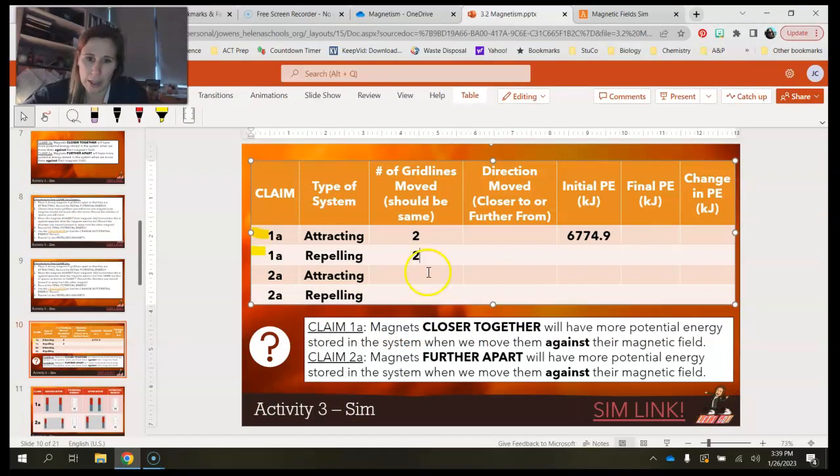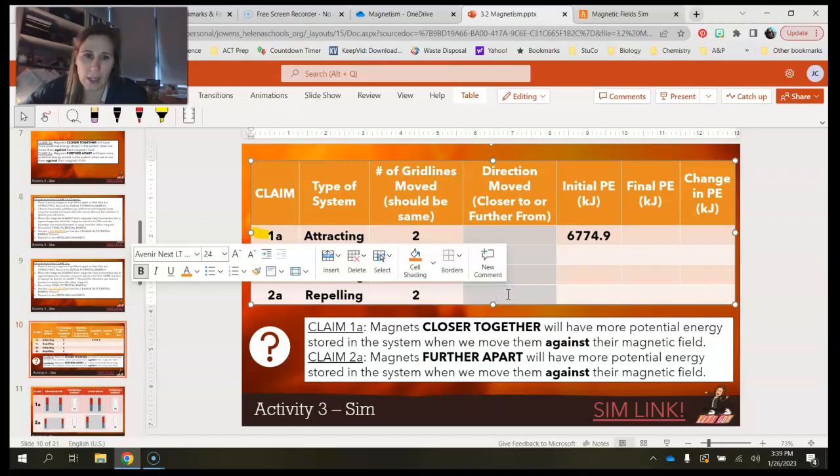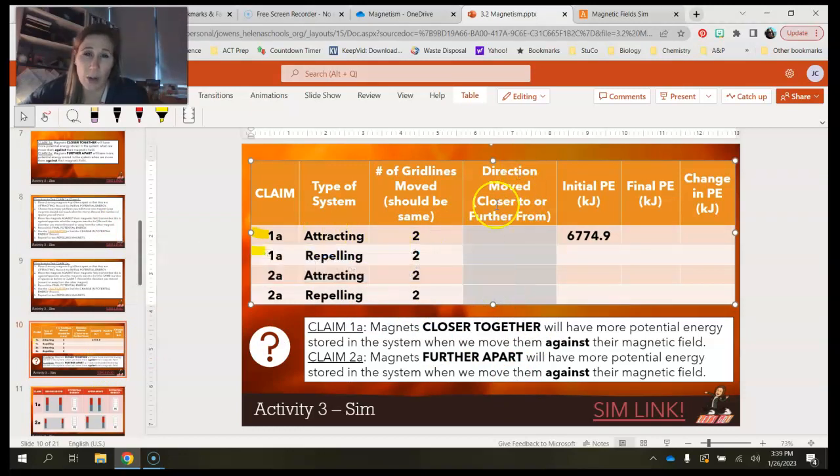So I'm going to move my magnet either closer or further away 2 times, depending on my system, whether it's attracting or repelling. So I went ahead and filled out 2 in this. The other thing I can fill out in this data table is this column right here. This is the direction that we're going to move our magnets based on whether it's an attracting or repelling system. So remember, we're going to be moving against every time. Each one of these on all the sims, we're moving against our magnetic field.